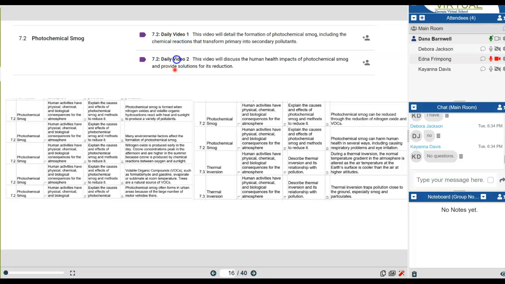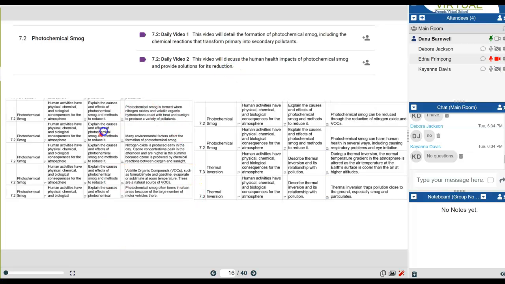So you see video 1 and video 2, it's going to detail the formation of the photochemical smog, including the chemical reactions that transform those primary pollutants into those secondary pollutants. So remember, the difference is that secondary pollutants are formed from those primary pollutants. And then the second video is going to talk about the human health impacts of photochemical smog, because there are negative impacts to our health as a result of this type of smog.